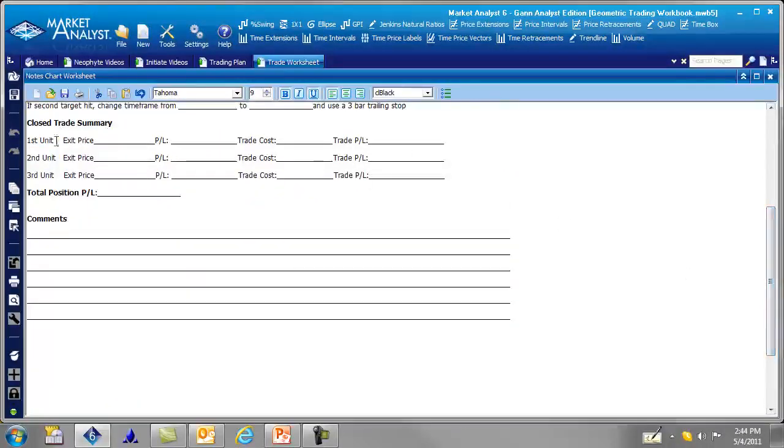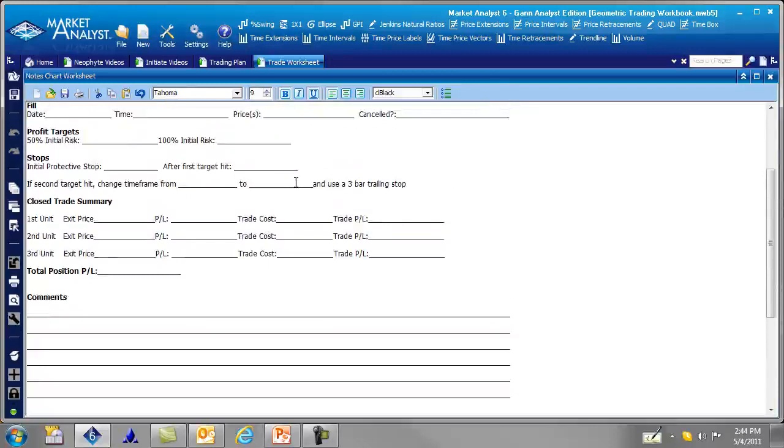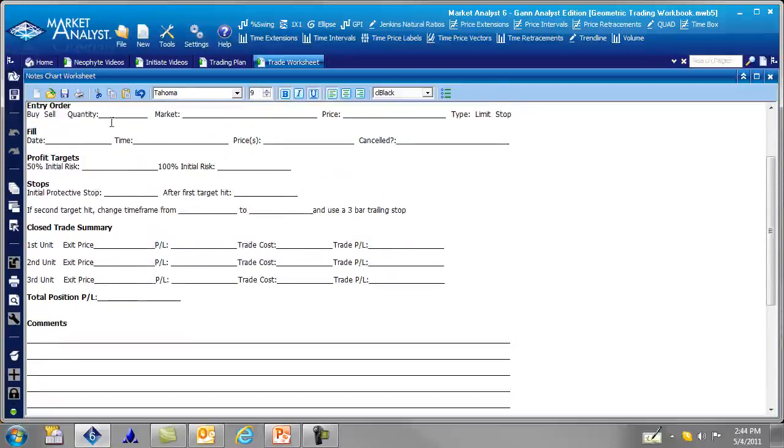Once you've executed your orders and you've been filled and you've been stopped and you hit your targets, you're going to write everything down here. So your closed trade summary, first contract or lot of shares. You already know your entry price. Remember your fill price, your entry price. You know what that is. So all you need to do is write down your exit price, your P&L, how much it costs you in commission, the cost of the trade, and then your trade P&L over here for that particular unit.